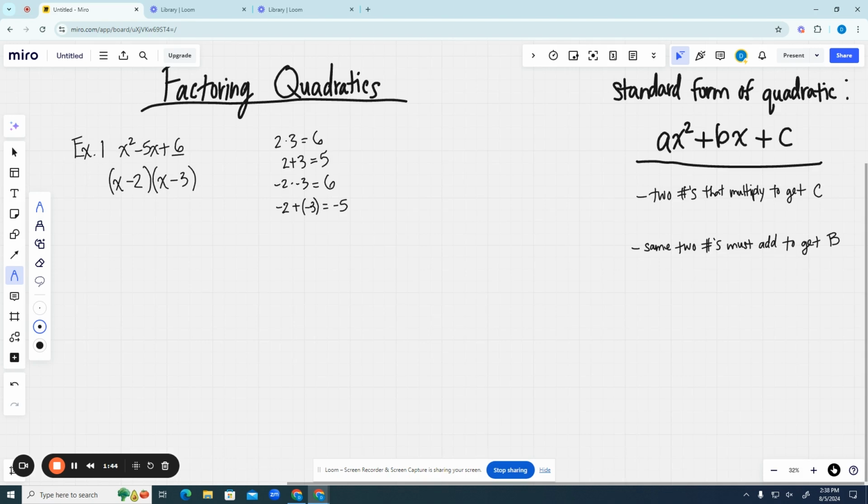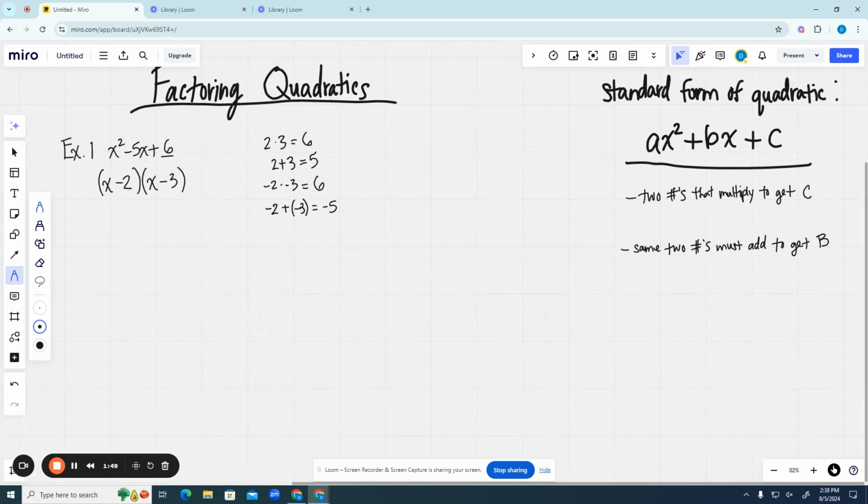And if you're not sure of your answer, you can check it by foiling everything back. So if we just distribute like this, we get x squared. X times -3 is -3x. -2x, and then -2 times -3 is +6. So then we'll get this. So that's how you know it's correct, because it distributed to the original problem.